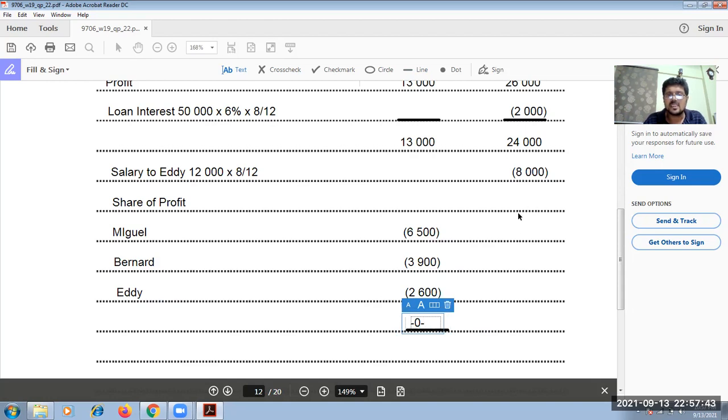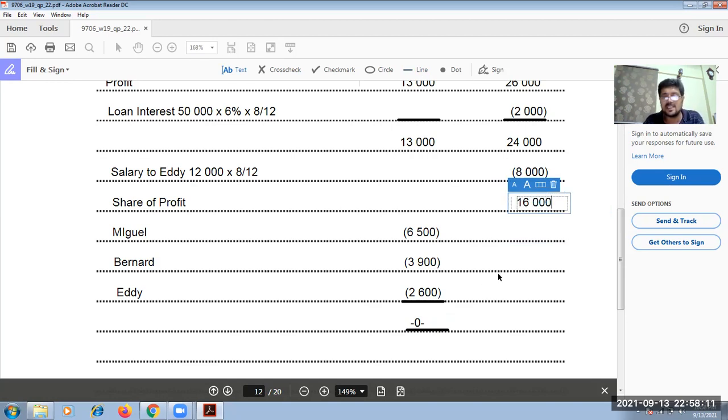Done? Okay. Now after this agreement, they are left with how much? 24,000 minus 8,000. We are left with residual profit. How much? 24,000 minus 8,000. Answer is 16,000.